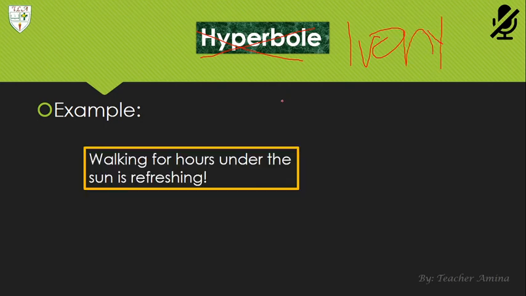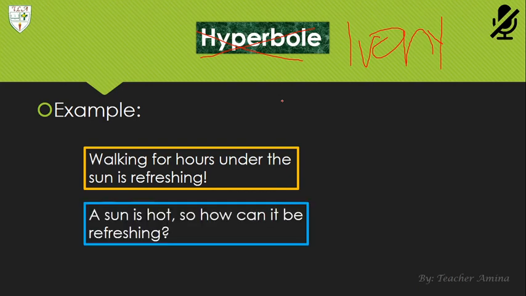Okay. Example, walking for hours under the sun is refreshing. This is irony because we know that the sun is hot, so how can it be refreshing, right? That is irony. The sun being described as refreshing, which is the opposite, because the sun is hot.